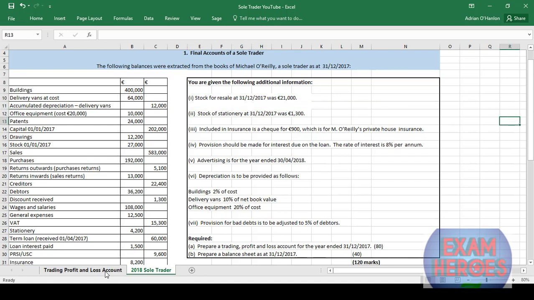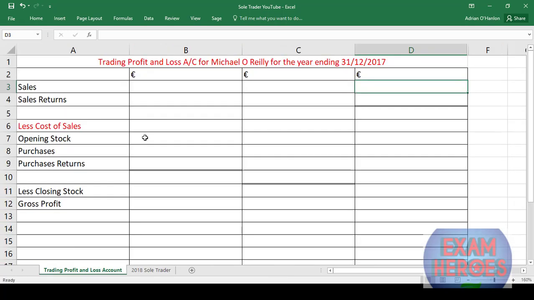Okay, so firstly you're required to prepare a trading and profit and loss account for the year ending 31st of the 12th 2017. So this is what your template looks like to get as far as your gross profit.